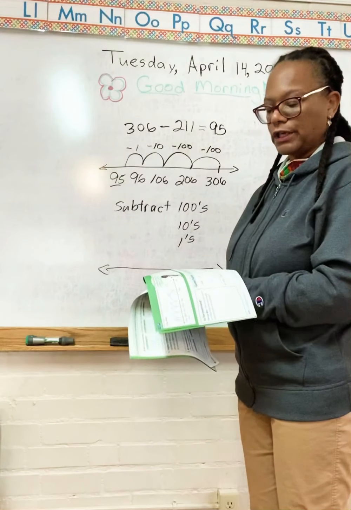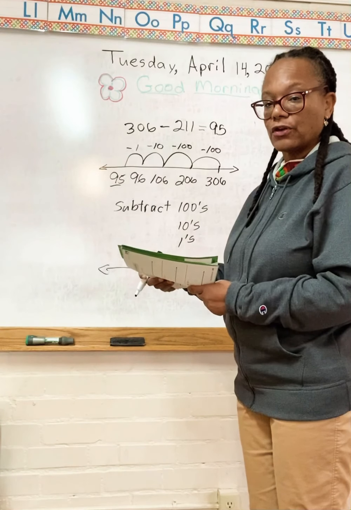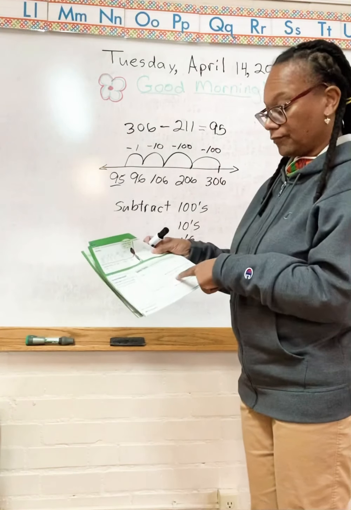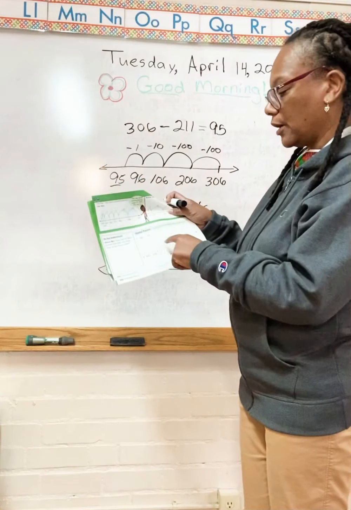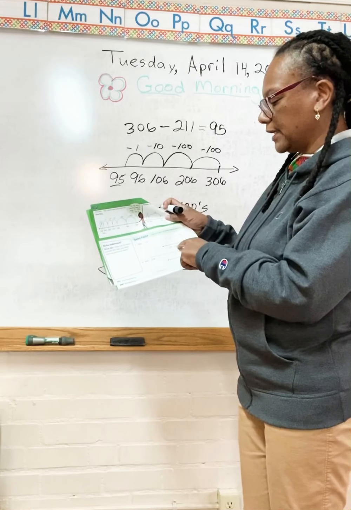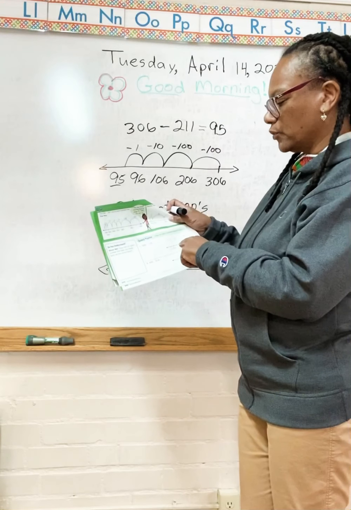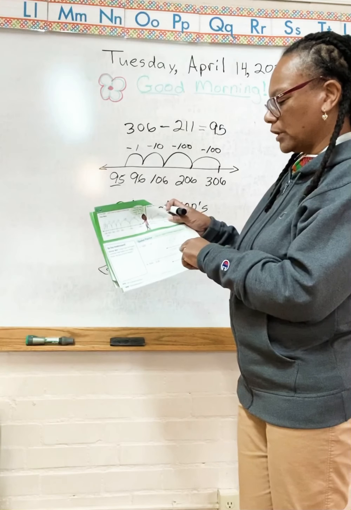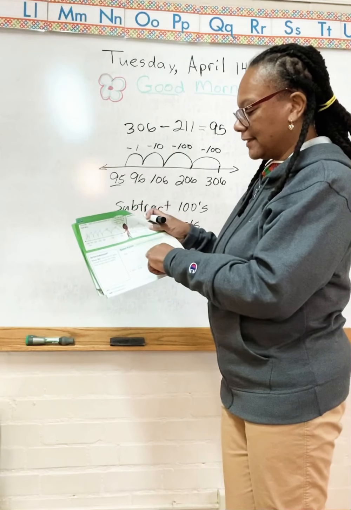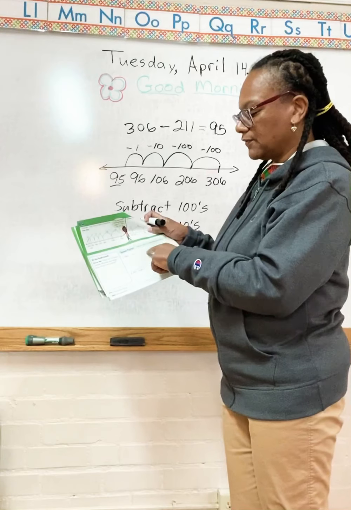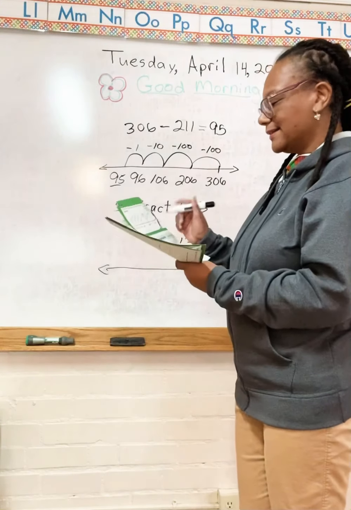Let's do number 2 together. Number 1 is done for you, and they reached the answer right there. You just have to trace it and write the answer right there: 310. So they went back 100 to 325, then back 10 to 315, and then 315 minus 5 is 310.